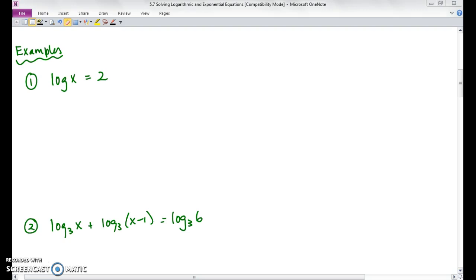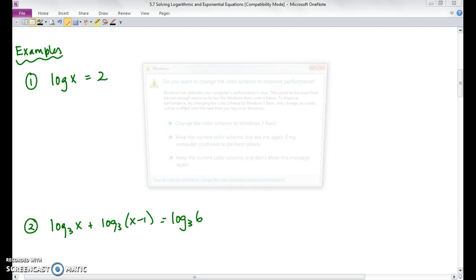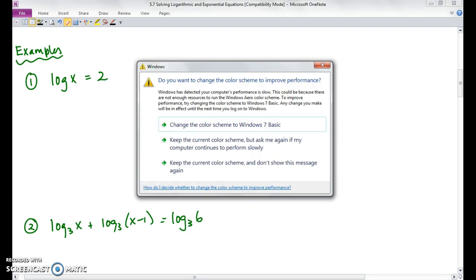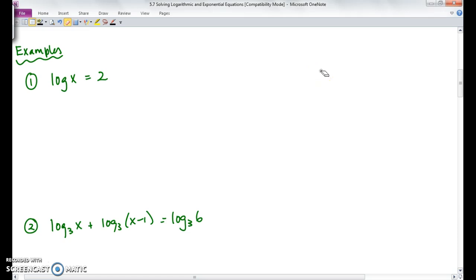Okay, so we're looking at log x equals 2. Does anyone know, just by looking at it, what x has to be? Log of what is 2? Curtis? 100, okay? Log of 100 is 2, because the base here is 10. So log base 10 of 100 is 2, okay? So that's just called solving by inspection.